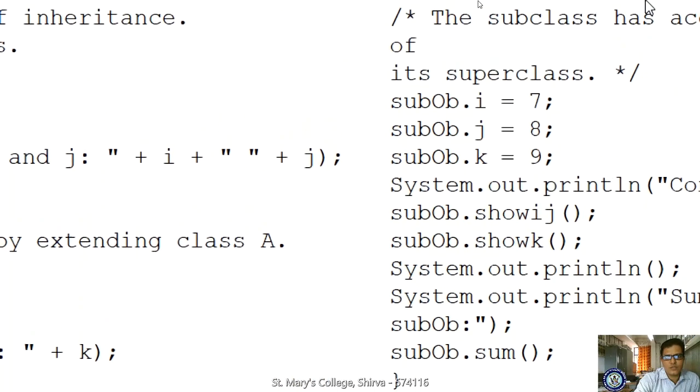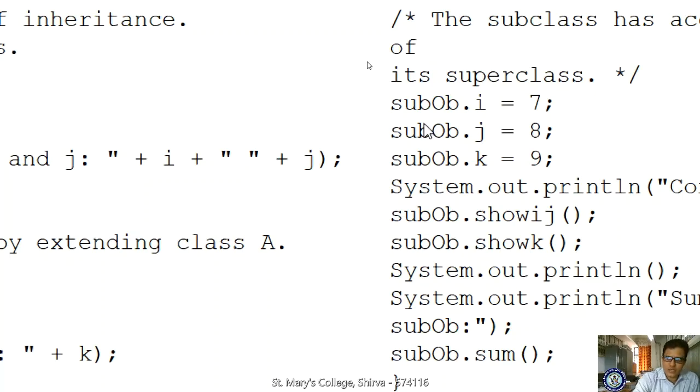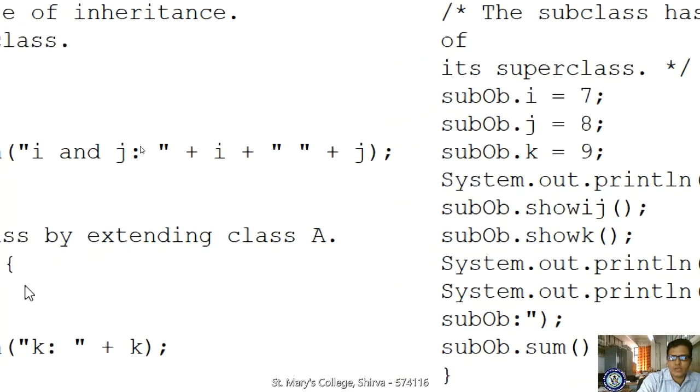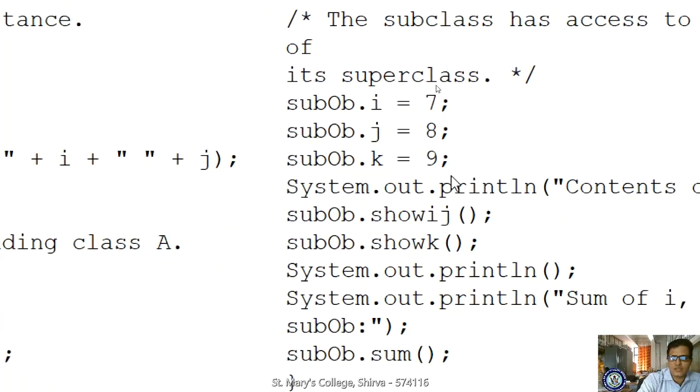Here it comes. Now I am accessing subobject.i. So subobject is the name of the object. Through the child class I am assigning the i value as 7, and subobject.j I am assigning the value as 8. Subobject.k, here the k variable is there. I am giving the value as 9, so I can access it.